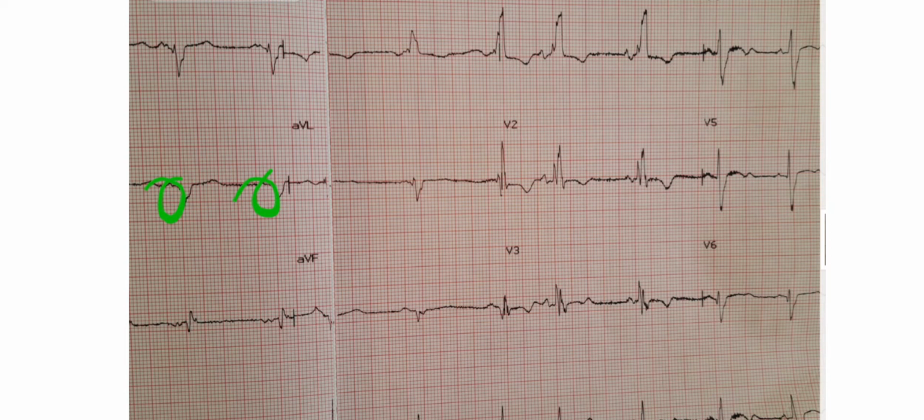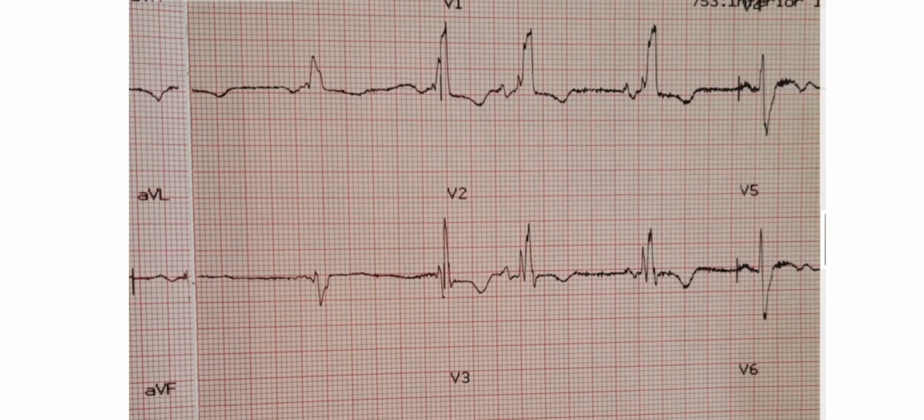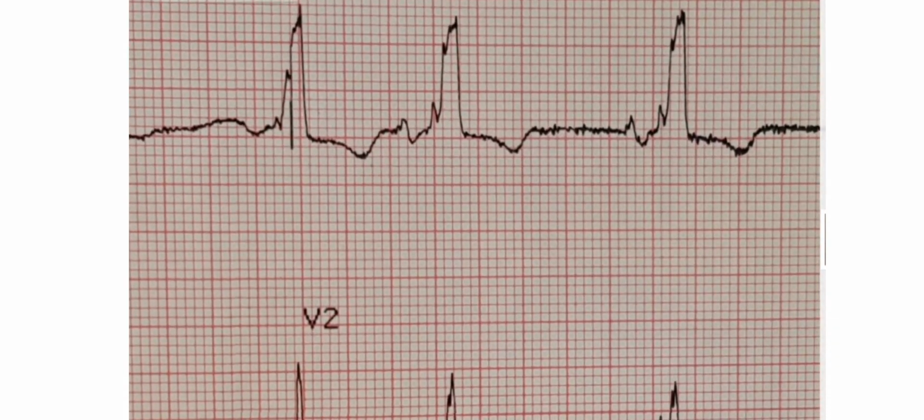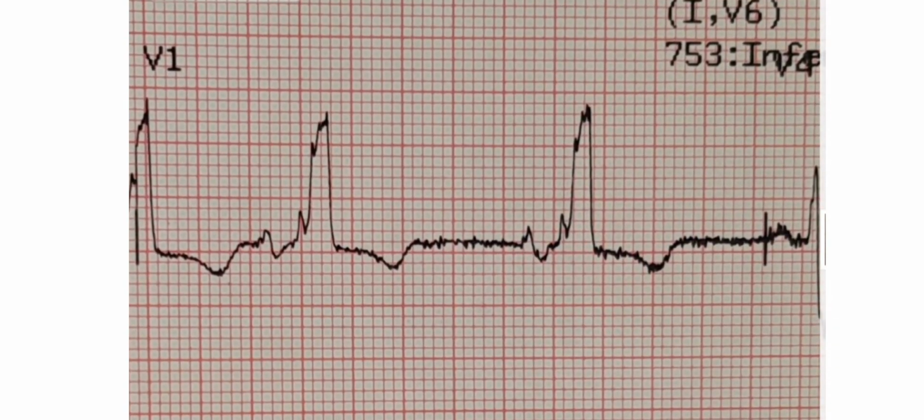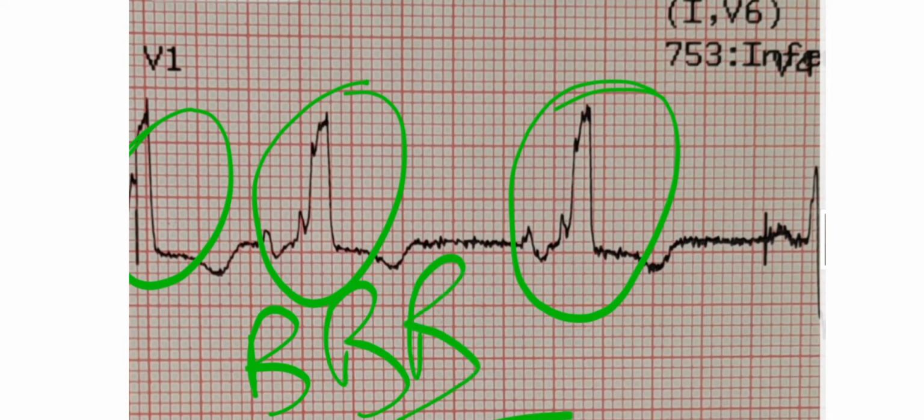Now let's get to the pathology. Without even being told, you can see that this ECG has got broad QRS complexes, especially in V1. Broad QRS complexes, they're very broad. And when you've got broad QRS complexes, you already know that you are thinking about a BBB, a bundle branch block.